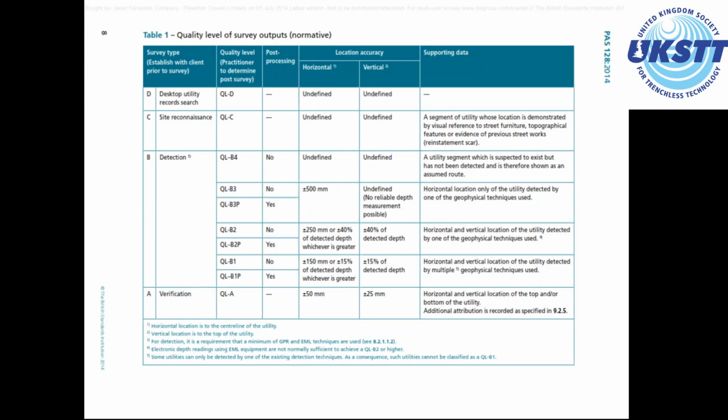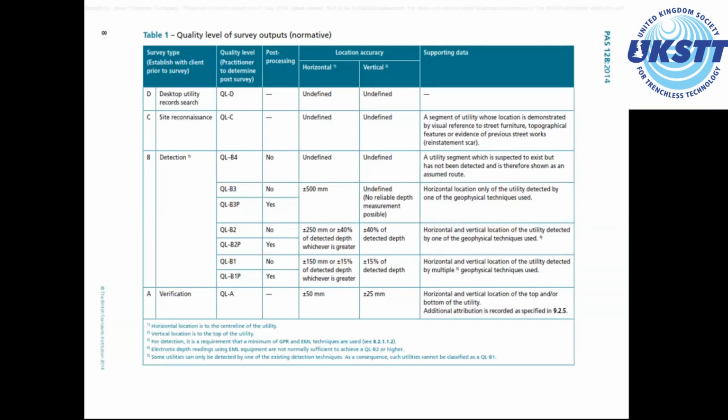B2 is an asset located by 1 method of detection with horizontal accuracy of 250 millimeters plus or minus of its detected depth and plus or minus 40% in relation to its vertical positioning.